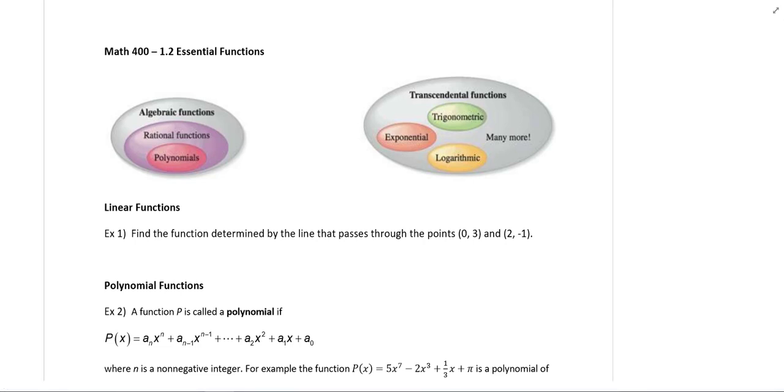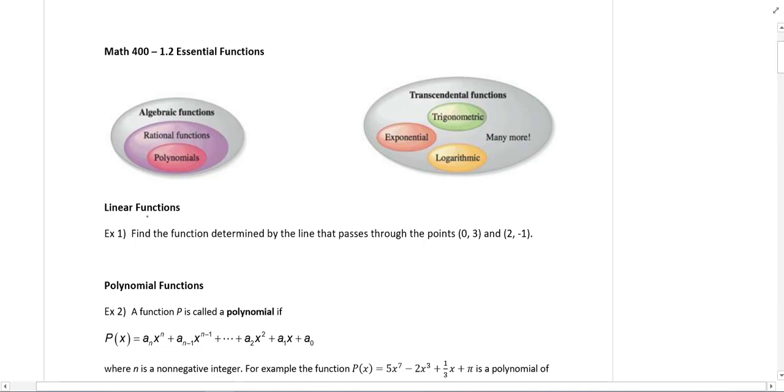Hey there, in this video we're going to talk about all the essential functions that we'll need for Calc 1. So I have a little diagram here showing all the different functions we're going to study. We have our polynomials, which linear functions are in there, polynomials, rational functions, algebraic functions, and then we have our transcendental functions, which are logarithms, exponentials, trigonometric, and many more. So we'll study all kinds of functions in this class.